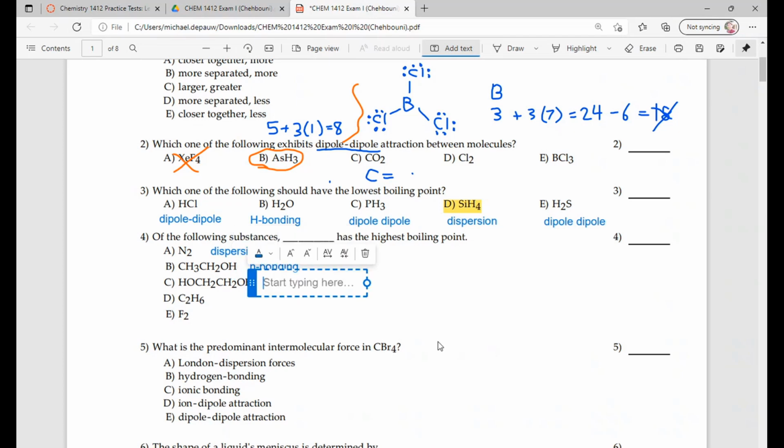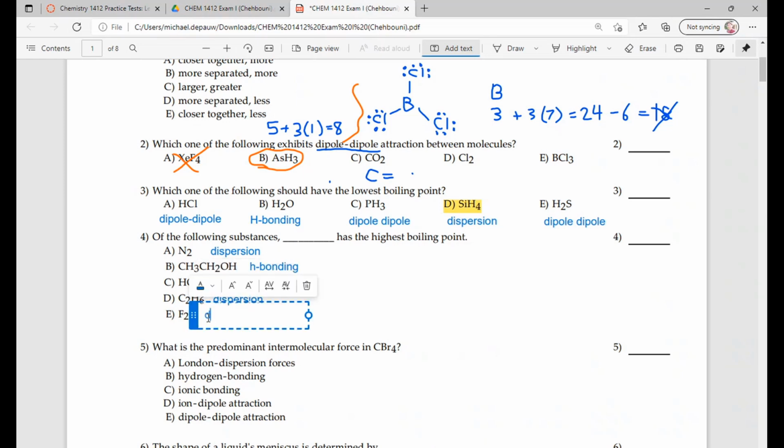And what about this one? H bonding as well. And what about this one? Dispersion. And then the last one, also dispersion. So the two that have the strongest are B and C. Now, which one would make it stronger than the other? Or which one would be stronger than the other and why, rather?